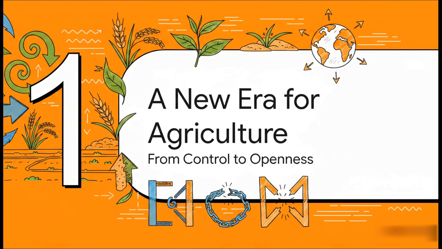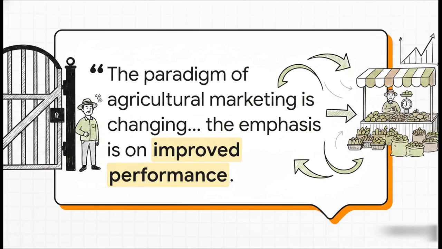So first things first, let's get the context right. This wasn't just about tweaking a few rules here and there. No, this was about a fundamental philosophical change for one of the largest agricultural economies on the entire planet, a huge shift. This one sentence basically captures the entire change in mindset. The focus went from controlling the market to improving its performance. Think about that. It's a move from the government acting as a gatekeeper to the government acting as a facilitator, a really crucial distinction.